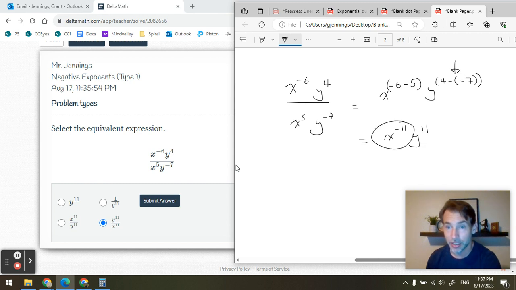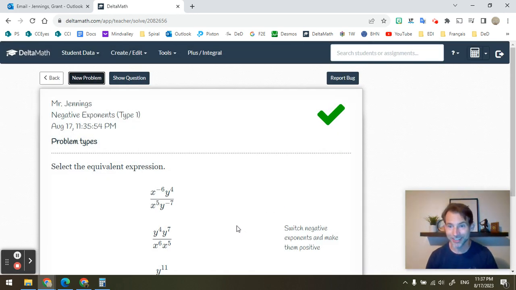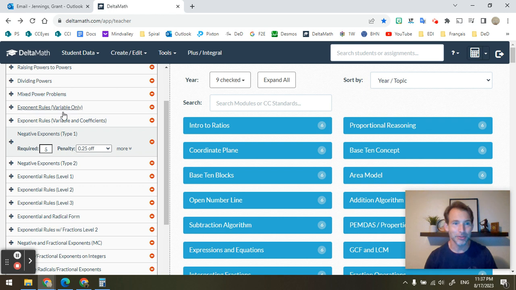So then this one gets kicked downstairs, and it's no longer a negative exponent, so now a positive exponent. We're now dividing by 11 copies of x. So that's why that one will give me the green check mark of you got it. So those are nice. So practice those, and more just practice your exponential rules here.